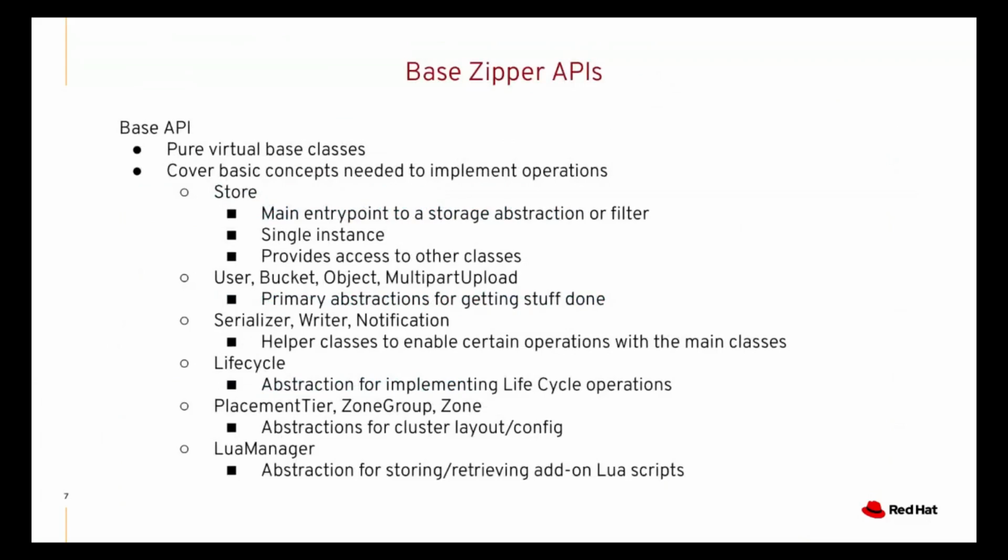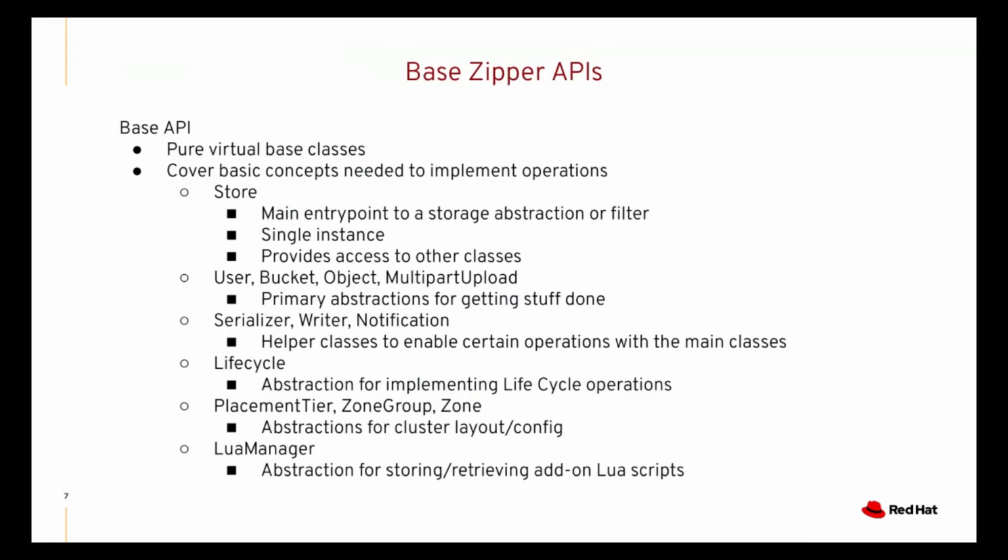So the Zipper API, at its base level, we provide a set of pure virtual base classes. And these cover the various concepts needed to implement operations on an object store. The most important of these base classes is the store. It is an entry point for a storage abstraction or a filter. There's a single instance of it for each running RGW that provides access to the other classes and allows the proper stacking. There's a set of primary abstractions that we use for getting stuff done, such as users and buckets and objects and multi-part upload.